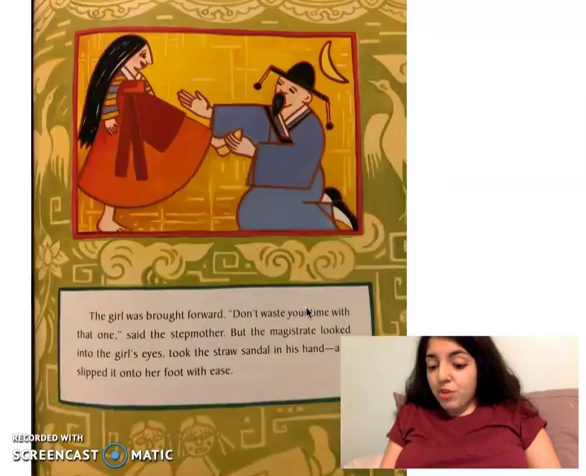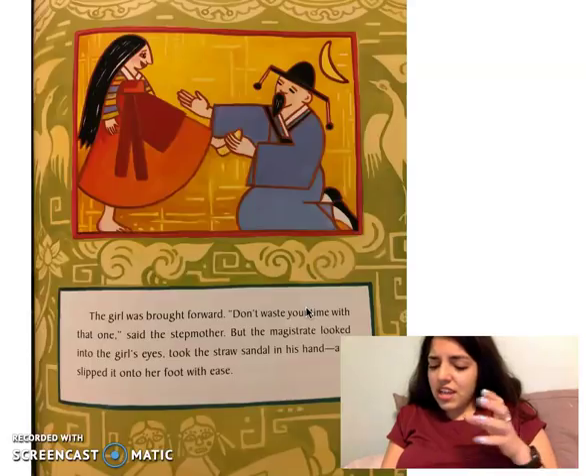The girl was brought forward. "Don't waste your time with that one," said the stepmother. But the magistrate looked into the girl's eyes, took the straw sandal in his hand, slipped it onto her foot with ease.